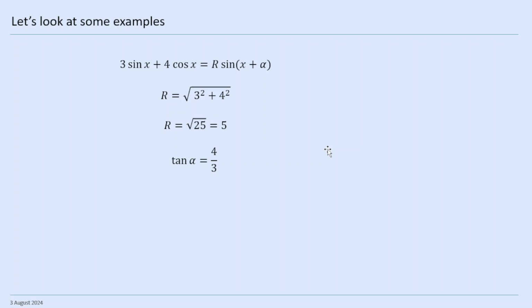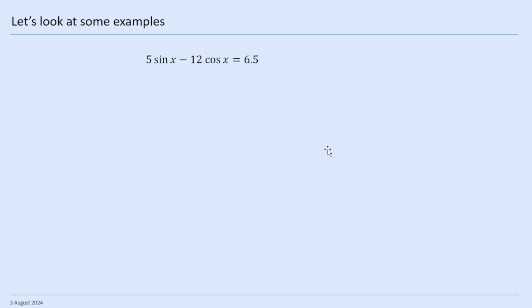Tan alpha is 4 over 3, b over a. Alpha equals 53.1 degrees. That's the inverse tan of 4 over 3. So the final equation we would get would be 3 sine x plus 4 cos x equals 5 times sine x plus 53.1 degrees.